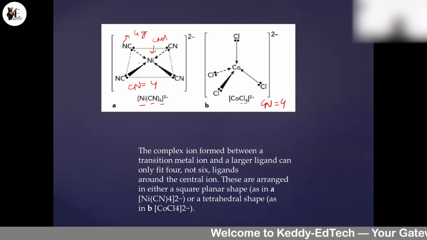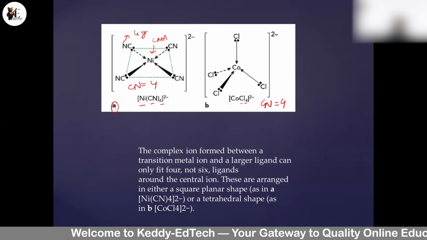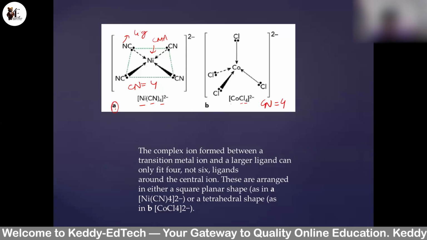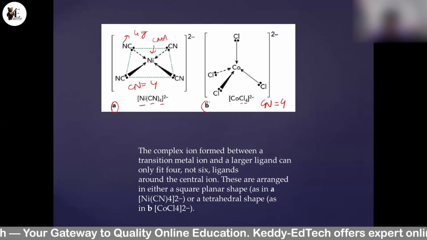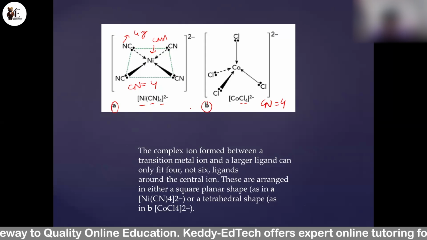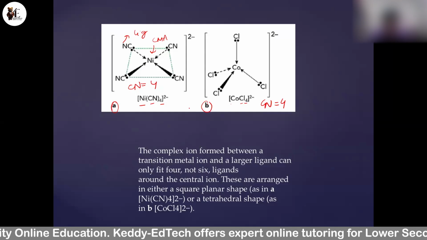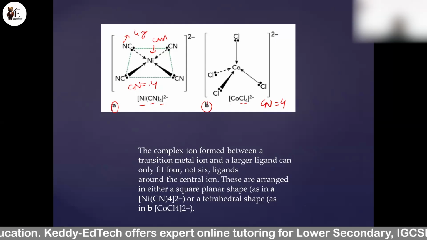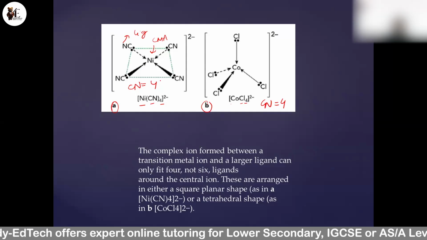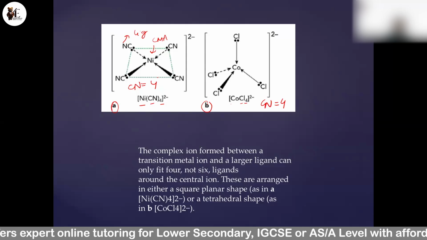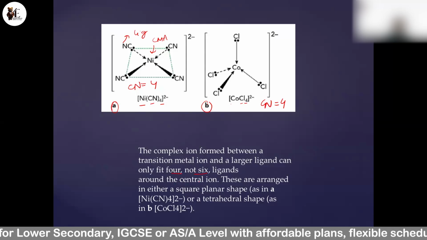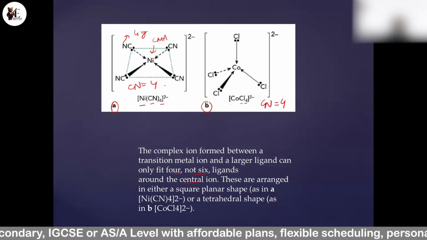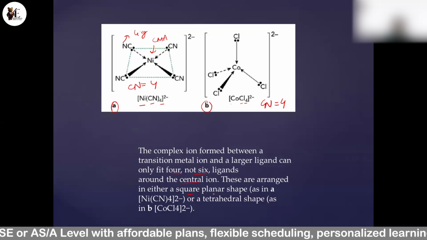So this complex ion is formed between a transition metal ion. What is the name of the transition metal ion in part A? Nickel 2+. And in the other part? Cobalt 2+. Yes. So these are the complexes formed with a transition metal ion. And larger ligands can only fit 4, not 6, around the central ion. So this we'll study in the hybridization part. So these are arranged in either a square planar shape.